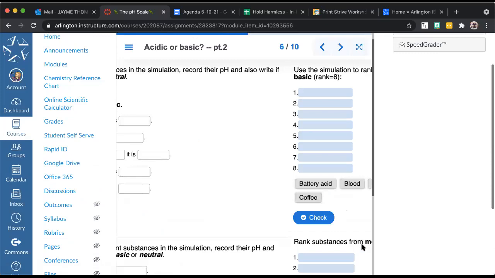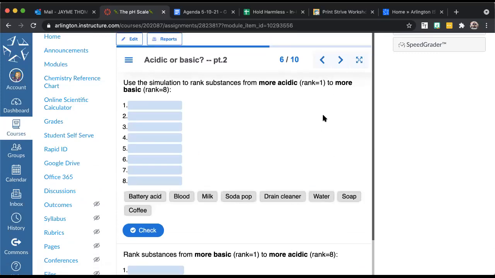the next part is you're going to use it to rank substances from more acidic to more basic. So starting up here at the top, I want to put whatever the most acidic substance is up here. So most acidic means that it would have the lowest pH. Okay. Number 8 down here is going to be the most basic. So that means it's going to have the highest pH.